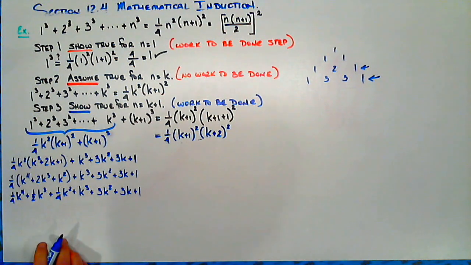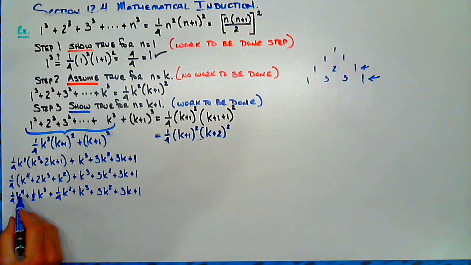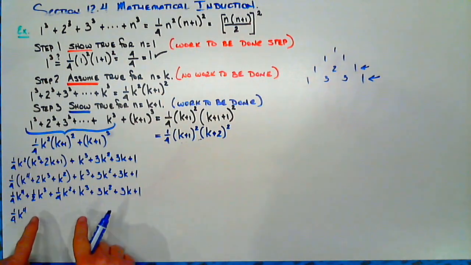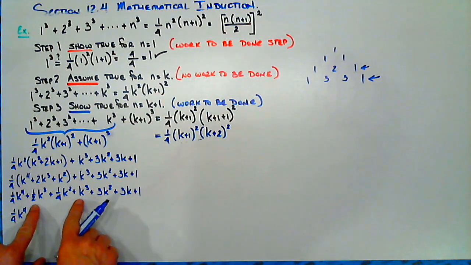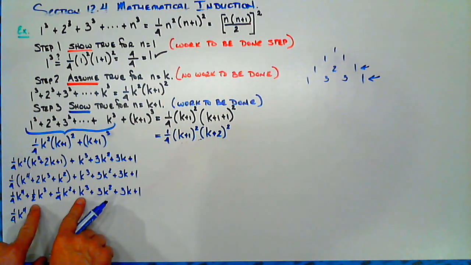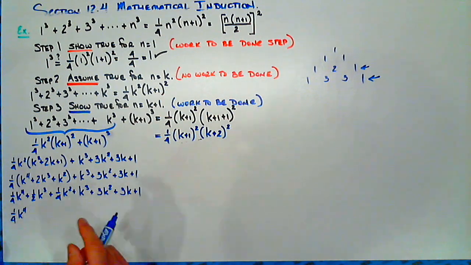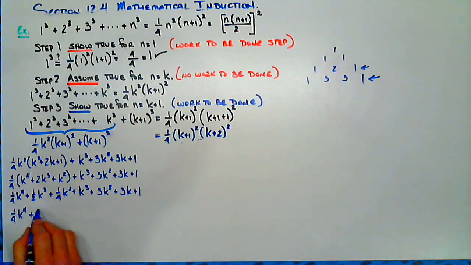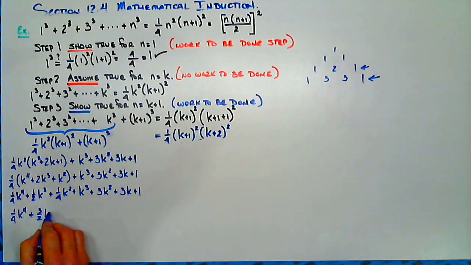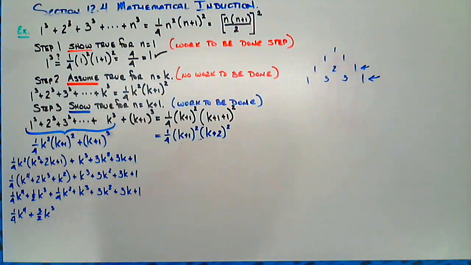Now we just collect like terms. How many k to the 4th do we have? We have 1. Right here. This is the only term, so we got 1/4 k to the 4th. How many k cubes? So we have 1/2, and we have 1. All right, so that's 1.5. So that's 3/2 k cubes.